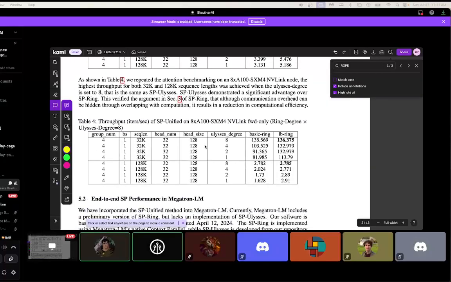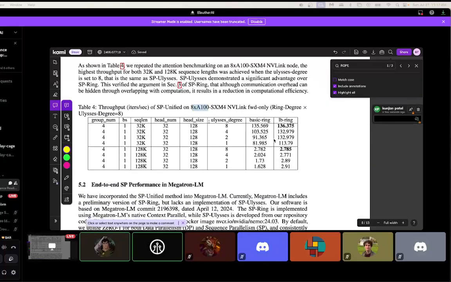I'm a little confused by this table. Maybe I'm just slow today. They're saying it's for throughput of SP unified, but then it shows Ulysses degree, and then iterations per second for basic versus load balanced ring attention. Oh, I see what they're saying. Never mind, I understand the table now. They're talking about the iteration of the ring.